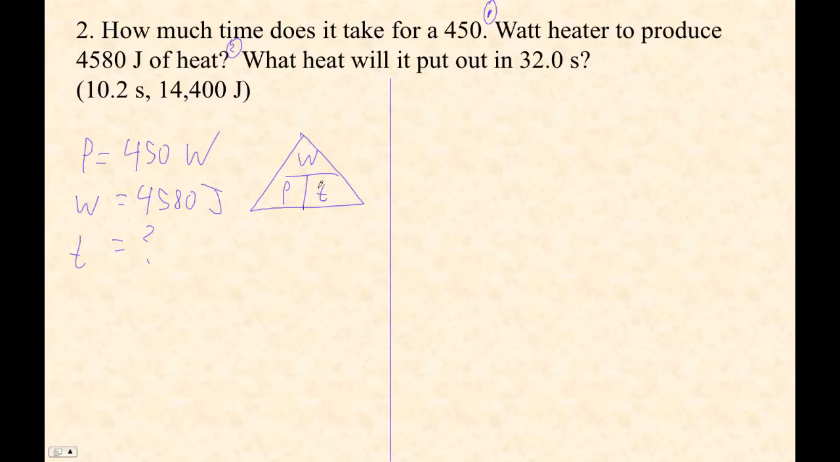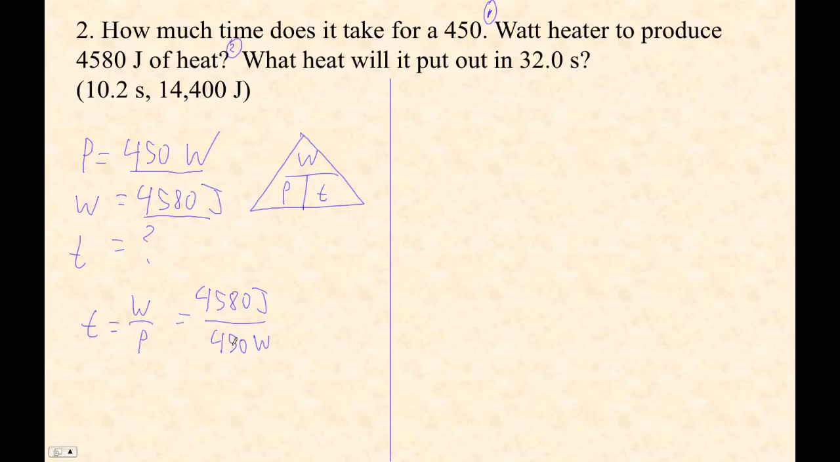So cover up time. Time is work divided by power, right? Which makes sense. It's how much you have to do divided by how fast, the rate at which you're doing it, right? Okay, so our time will be work divided by power. It's going to be 4,580 joules divided by 450 watts. Remember, a watt is a joule per second, right? So it's 4,580 joules divided by 450 joules per second, right?